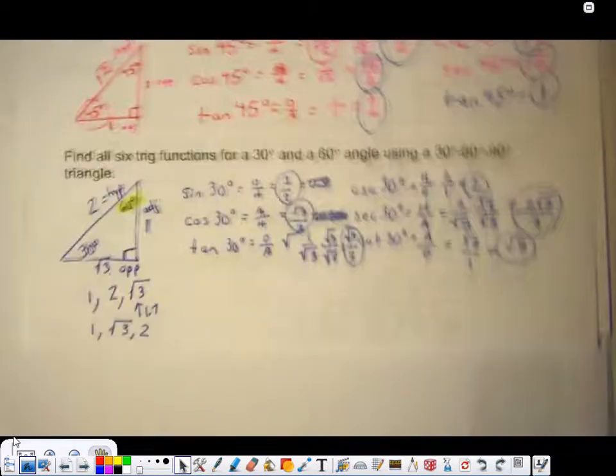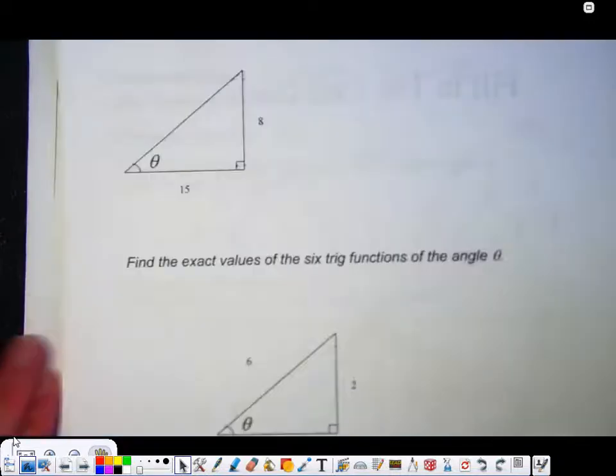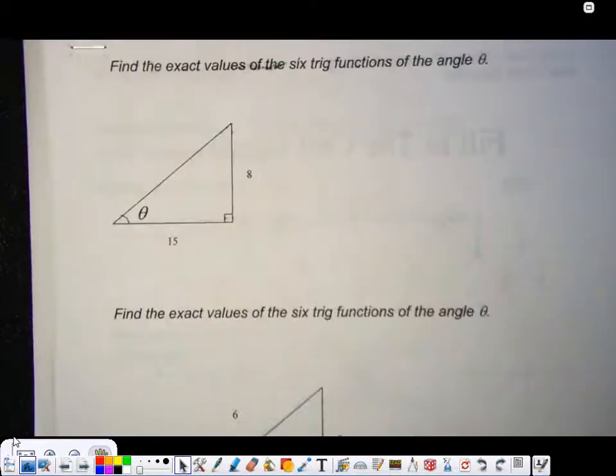All right, so now what we're going to do is just see how we can use these 6 trig functions to solve for some unknown values. So here I have a triangle, and it only gives me 2 of the sides. And if I want to find all 6 trig functions, which is what this asks me to do, then I'm going to need to know all 3 sides. So the first thing you want to do is solve for whichever side you don't have.